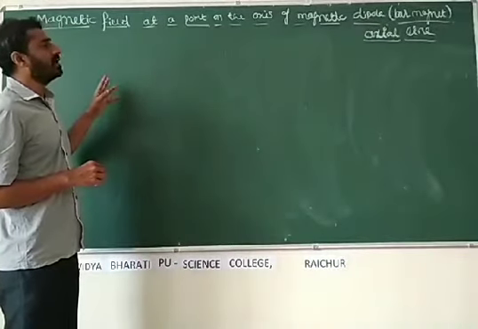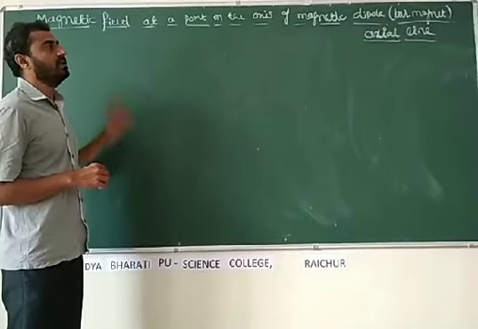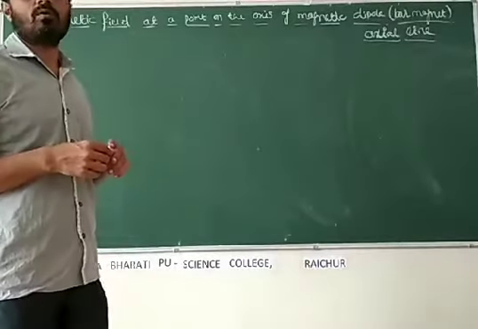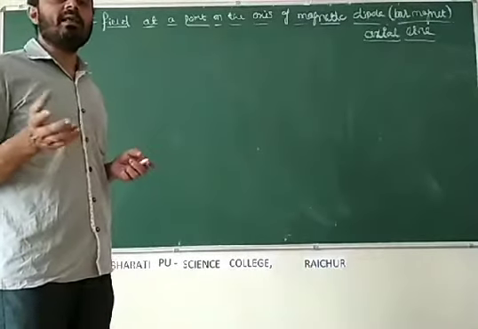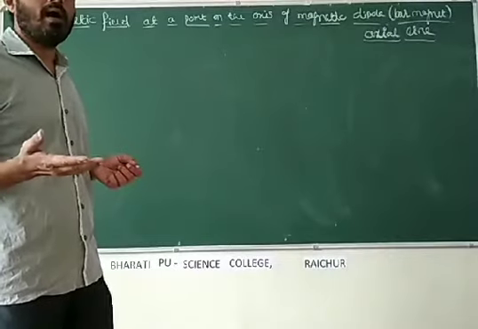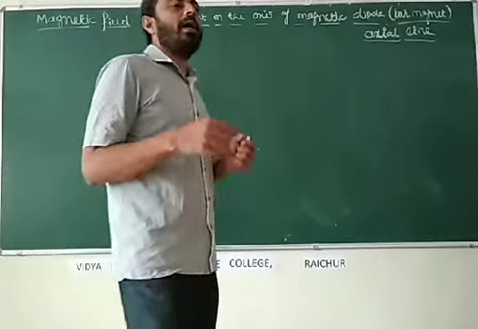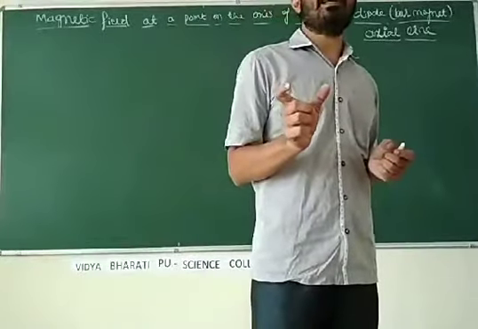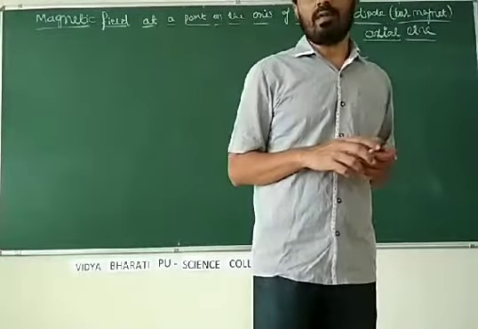Magnetic dipole moment, or magnetic moment, M is equal to, how is that measured? M is equal to the product of the pole strength of either the north pole or the south pole and the distance between the two poles. That is called the magnetic length. This we have already seen.